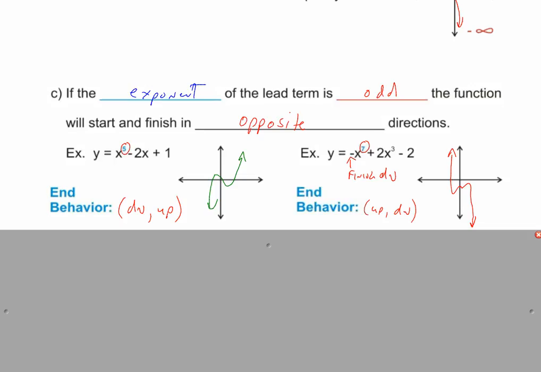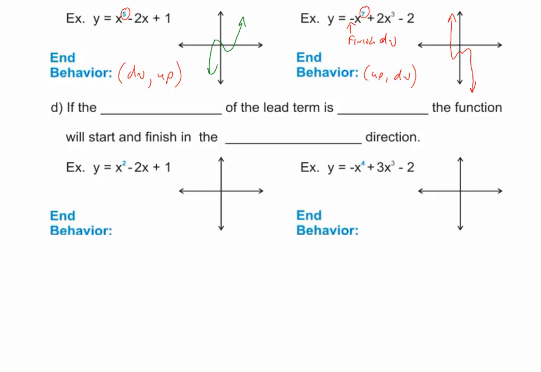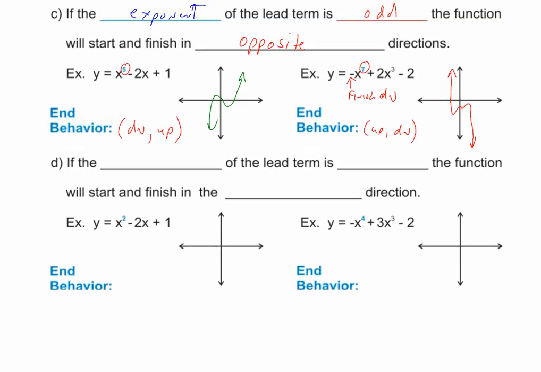Okay, so if the exponent is odd, then the start and finish will be in opposite directions. Therefore, the last concept of this: if the exponent of the lead term is even, the function will start and finish in the same direction. Has to be. The lead term is even, it'll start and finish in the same direction.